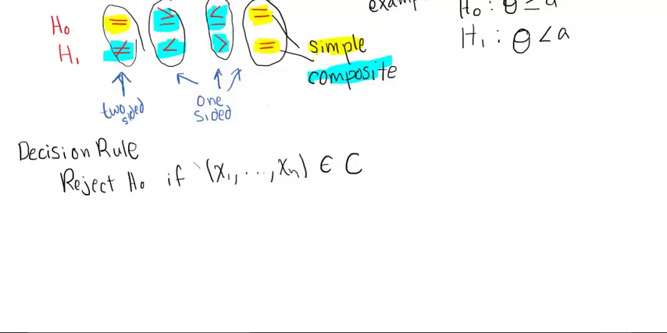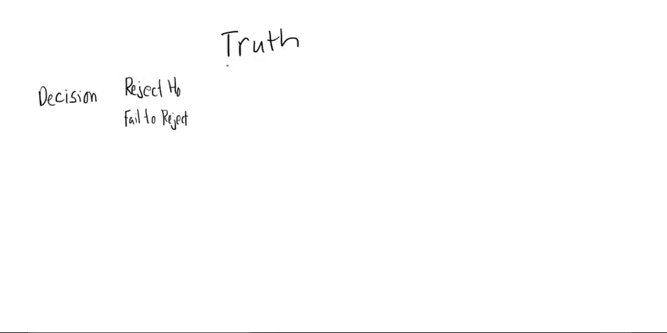Many of you have already seen a table I'm going to draw. We're going to have the truth and decision, and we can reject H naught, we can fail to reject, and H naught can be true, H naught can be false.